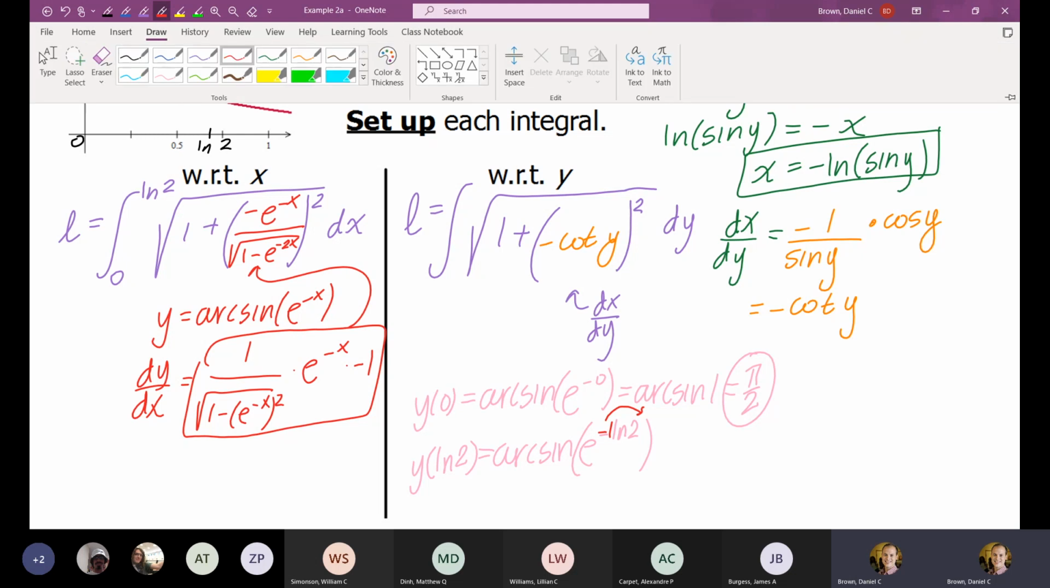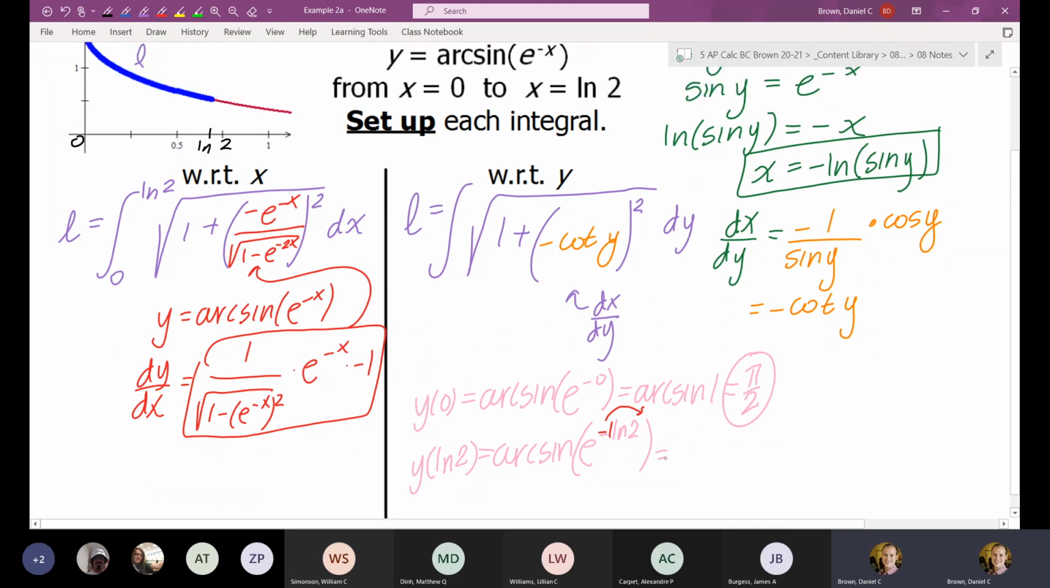So then this is going to become the arcsine of e to the natural log of 1/2. Again, e and natural log will cancel out when they touch, so that's just going to become 1/2. When is arcsine of 1/2? That means when is sine equal to 1/2? Sine is equal to 1/2 at pi over 6 radians.